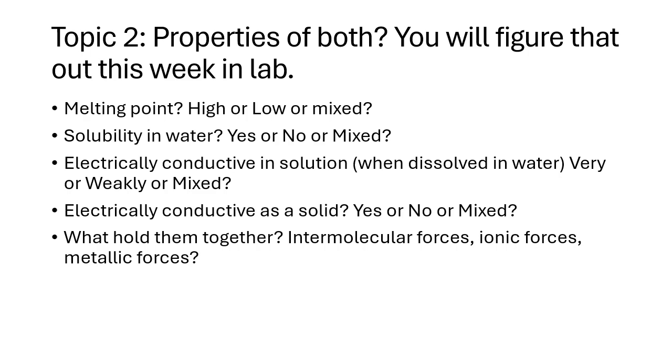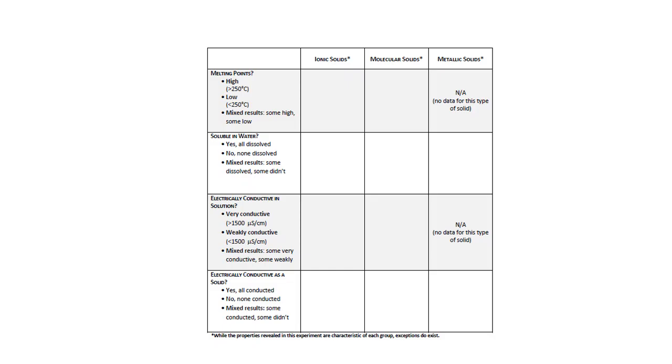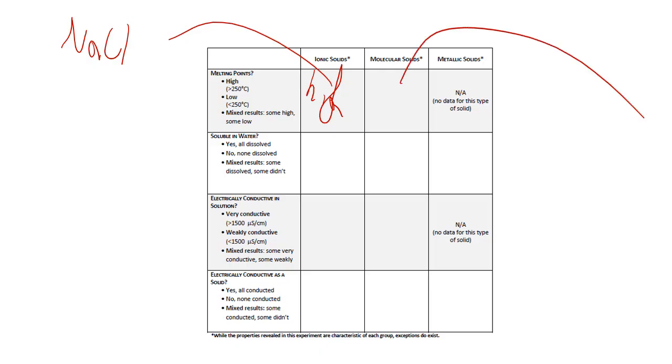For topic 2 here, you have to know the properties of molecular compounds, ionic compounds, and metallic compounds. And you did that in lab. Give a hint of what you need to know. Ionic compounds, so something like NaCl or table salt. If you put that on a stove or try to melt that, that would not melt. So something like ionic solids are going to have high melting points. Or something like carbon dioxide or water, which are molecular compounds, are going to have low.